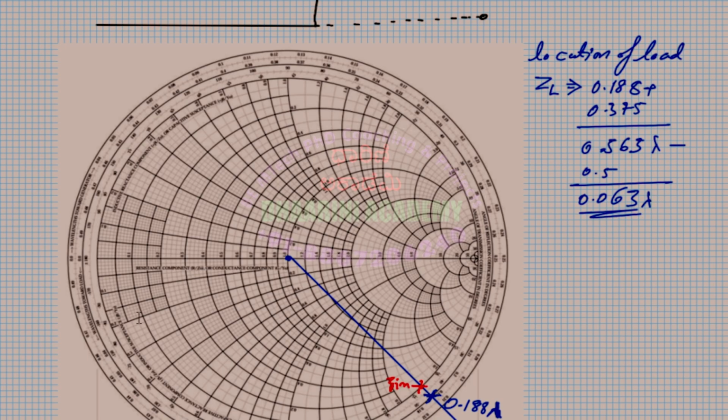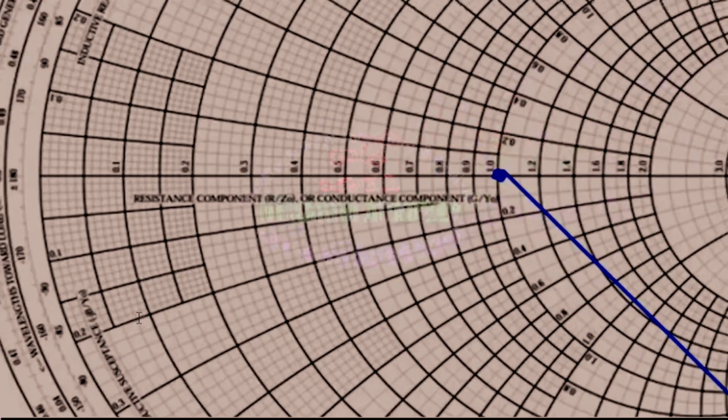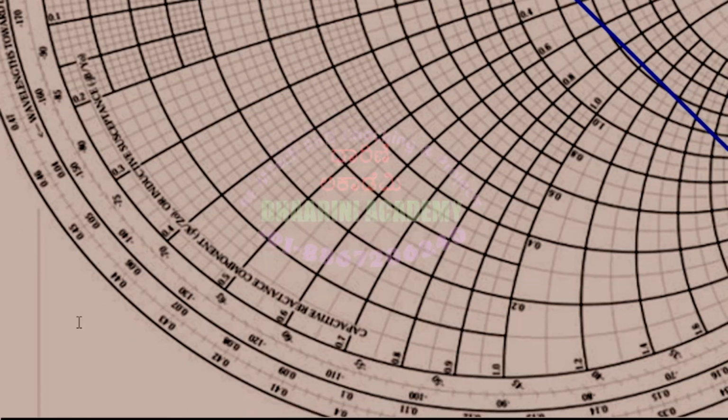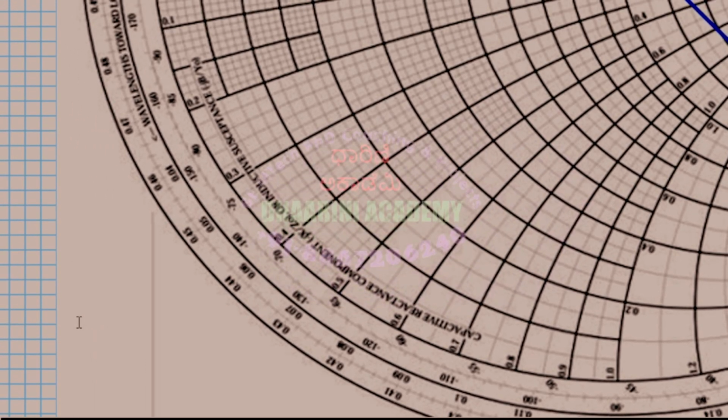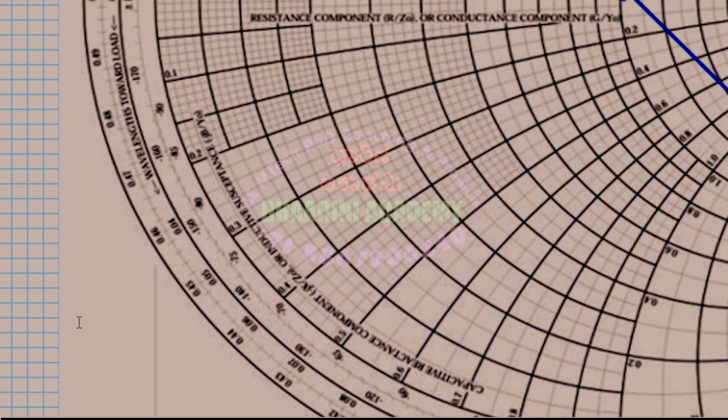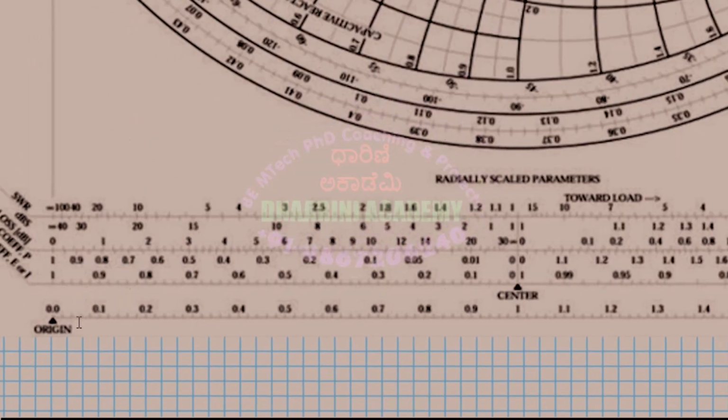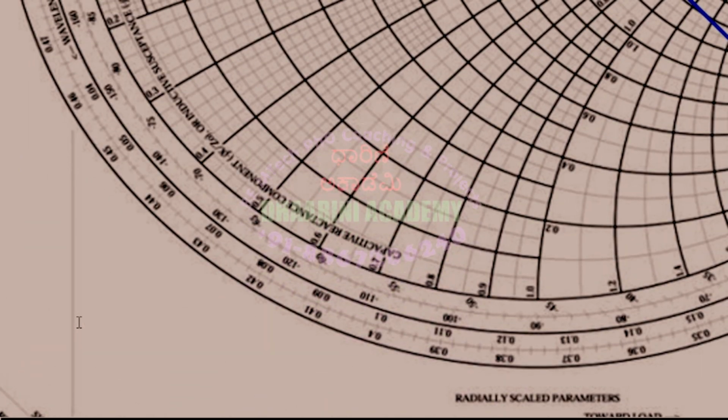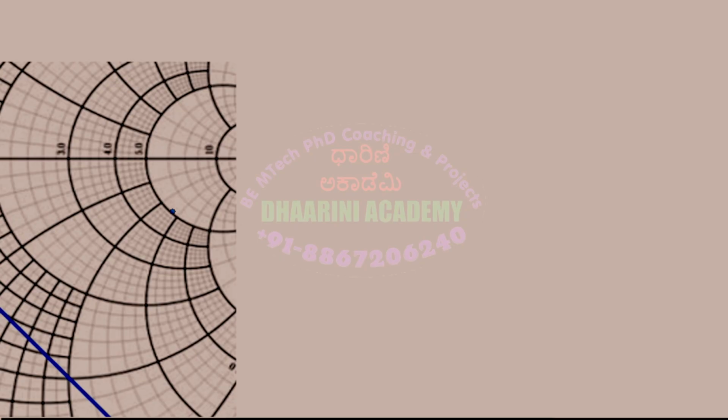Now let's try to zoom in. I have to go to 0.5, 0.063, correct? So 0.06 here, right? This value is 0.06. I have to slightly move away.